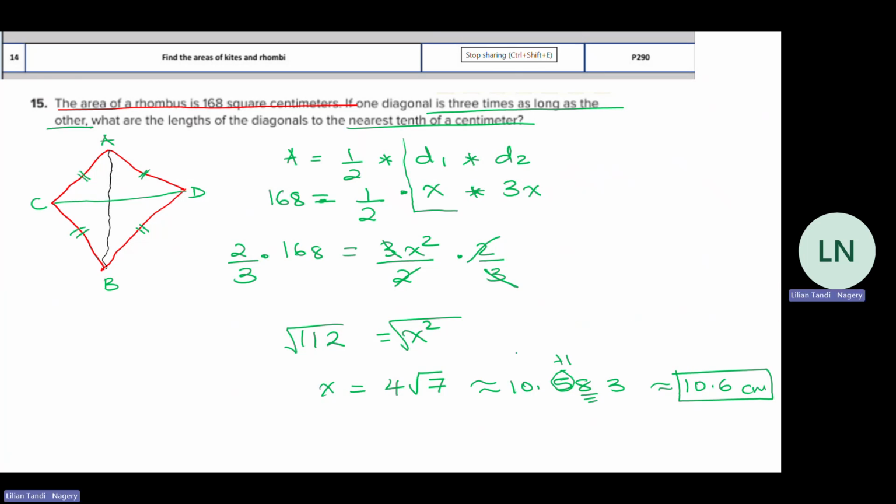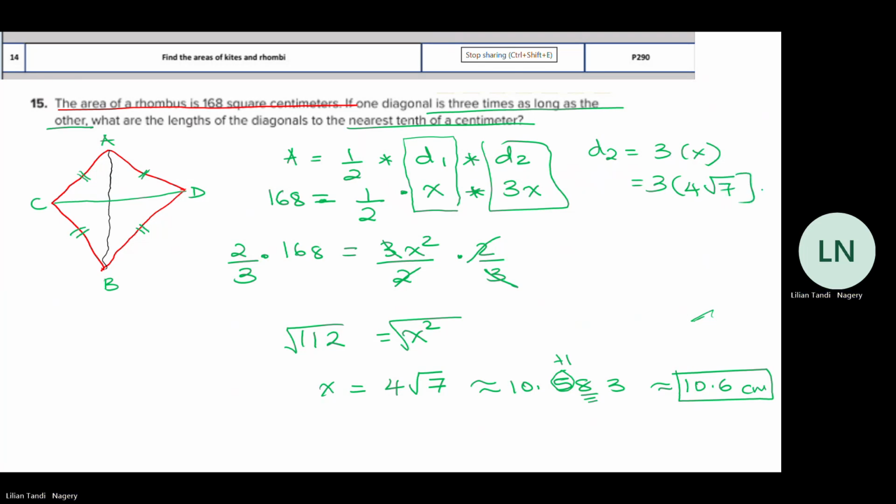I will get the diagonals, both of them. So I need x and I also need 3x. So now I want to do the diagonal 2, which is 3 parentheses x. My x is 4 square root of 7, multiplied by 3. And then I should get 12 square root of 7.